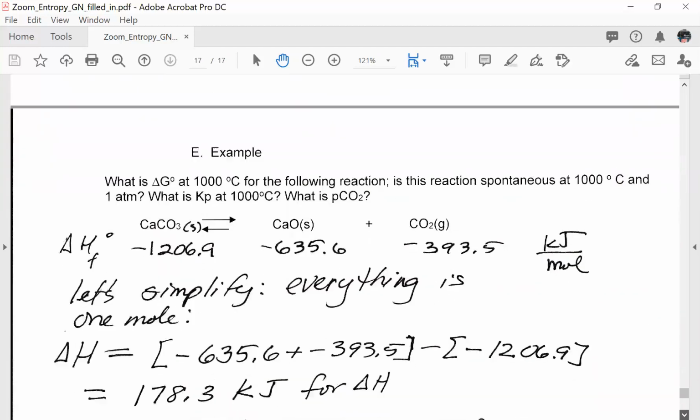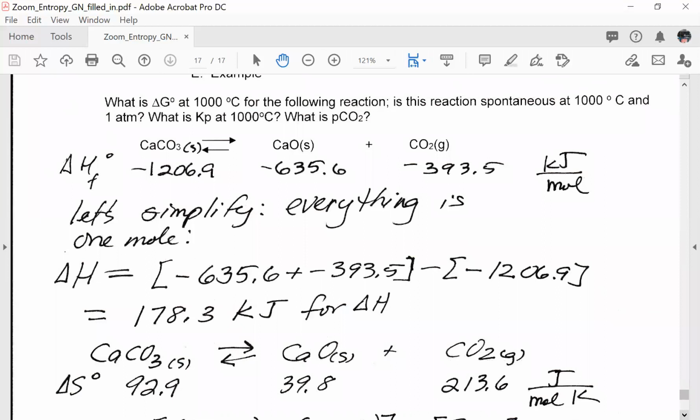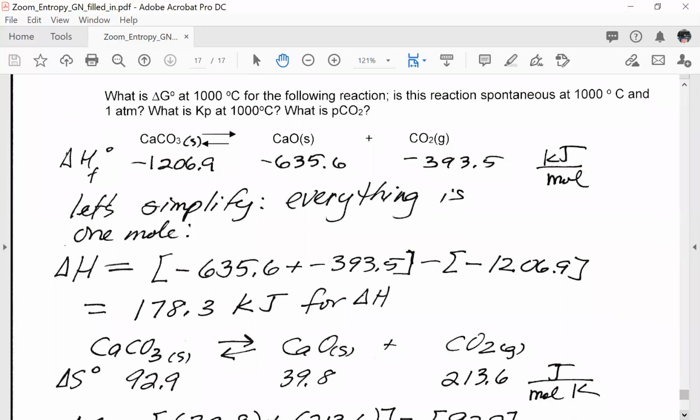Okay, we're going to do an example. What's the delta G at 1000 degrees Celsius for the following reaction? Is this reaction spontaneous at 1000 degrees C? And 1 atmosphere, what is the Kp at 1000 degrees C? What is the partial pressure of CO2?